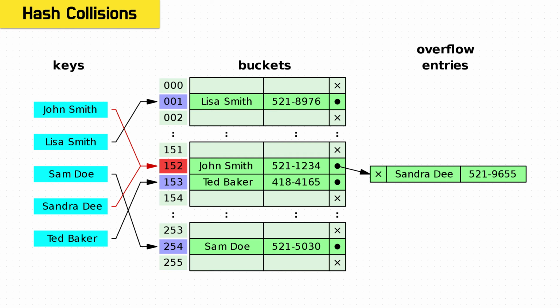And the way we do this is at each index, instead of storing the items, we create a linked list and we store the key and the value for that item. So we call these buckets. And here we have John Smith and Sandra D that both hash to 152. So we create a linked list, and this linked list stores the key and the value. And then when we go to look up an item, we hash it to the index and then iterate through the linked list until we find the matching key.